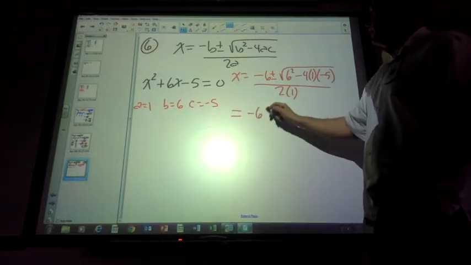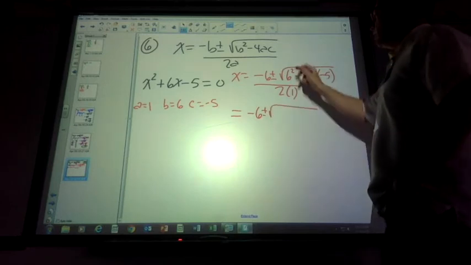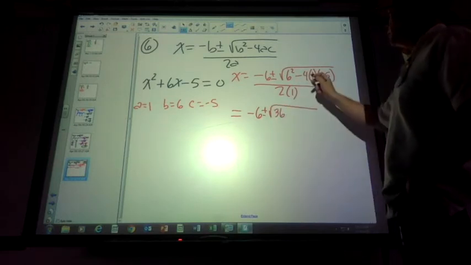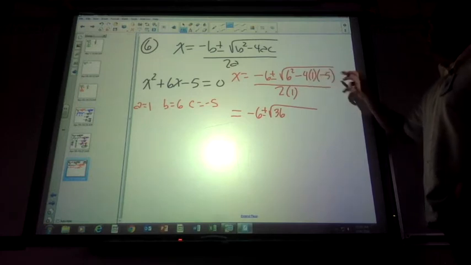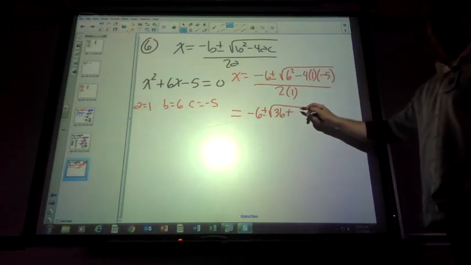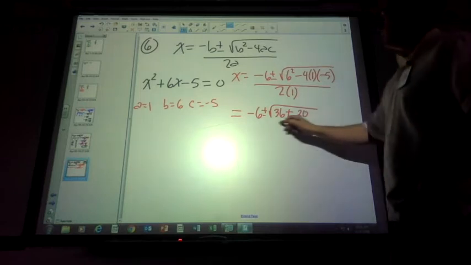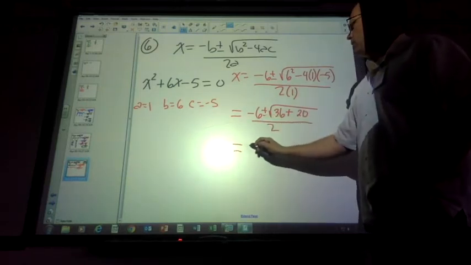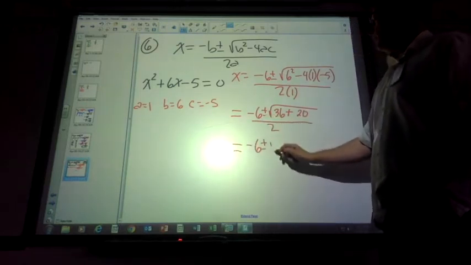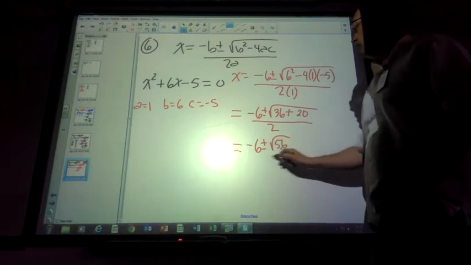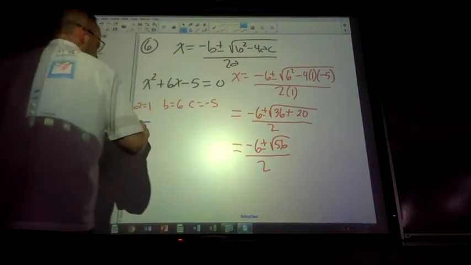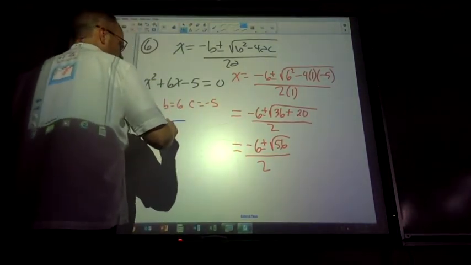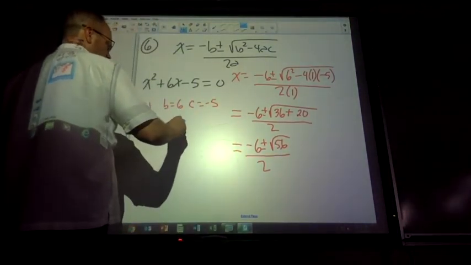So negative 6 stays as is. 6 squared is 36. Let's see. Negative 4 times 1 is negative 4. Negative 4 times negative 5 is positive 20. Didn't we just do this one? Root 56? Didn't we just find out root 56 was something? Root 56 was equal to 4 times 14. Is that what it was?